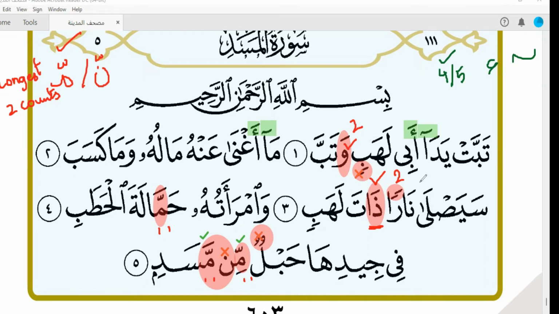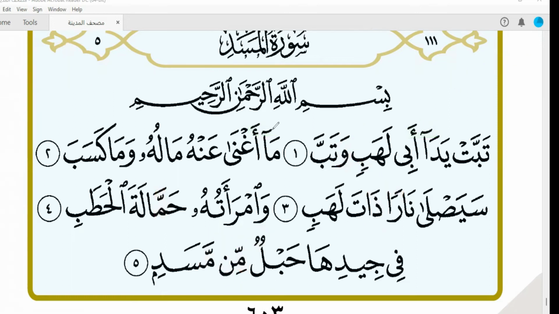So I hope that's clear enough, inshallah. Okay, so these are the rules of mad and ghunna. Now let's go for what we call the possible mistakes in the recitation.